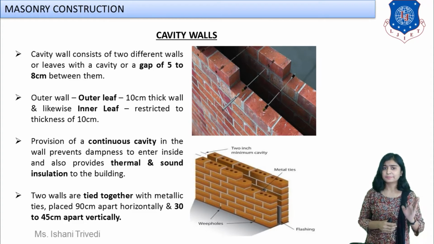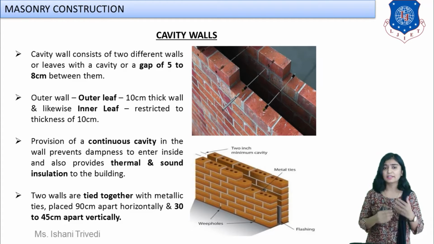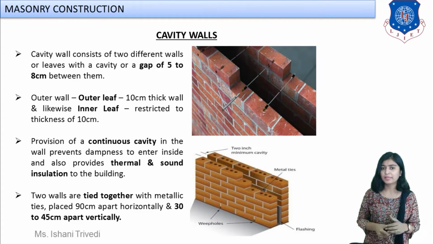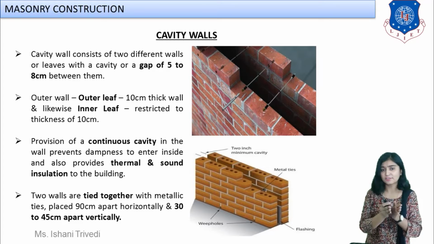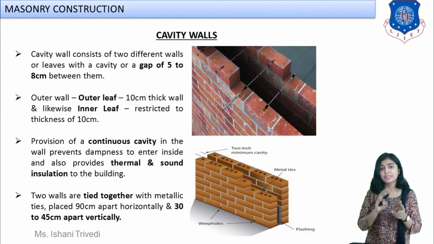Now look at the second image flashing over here. Okay, this is a little bit animated image. Again, we can see that two walls are constructed. One will be outer leaf, another will be inner leaf. These two walls are connected with the help of metal ties, which we can see over here.